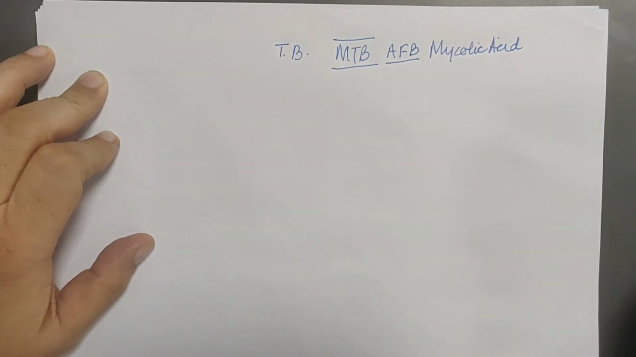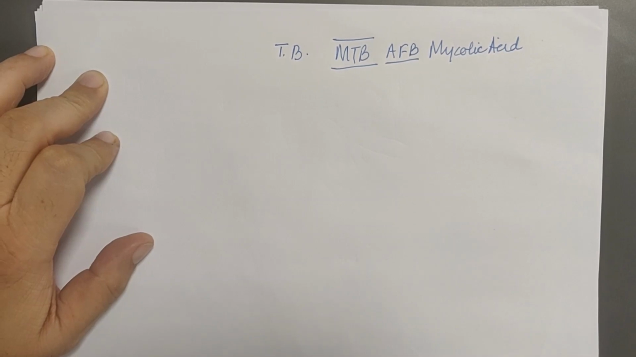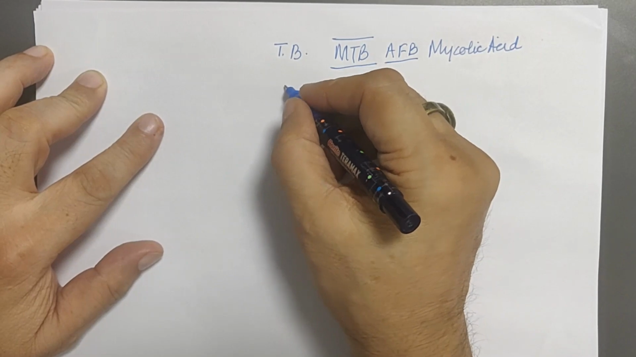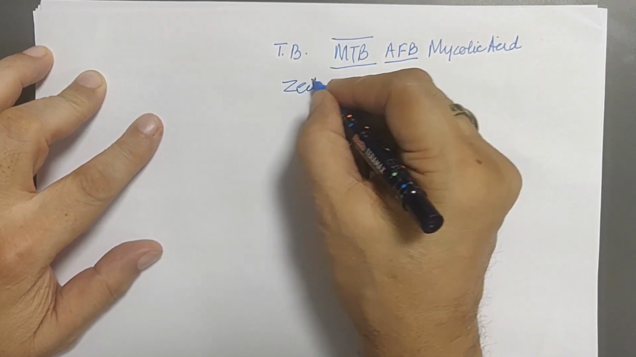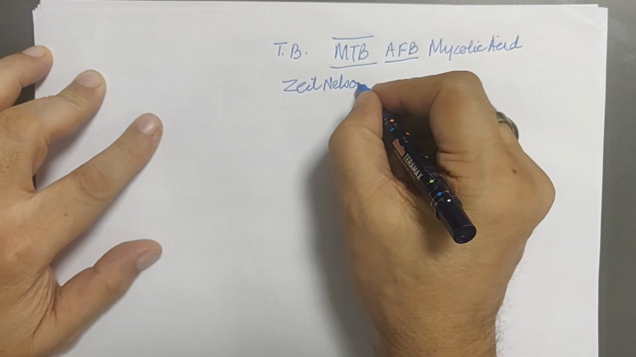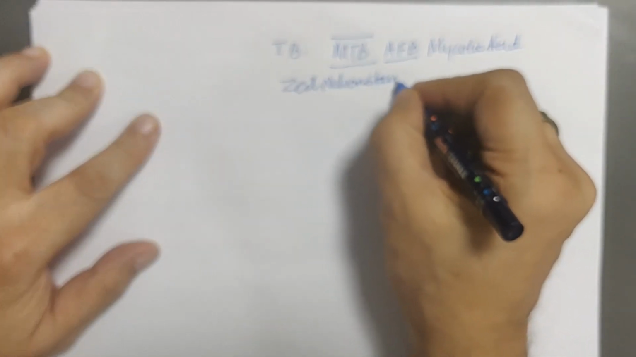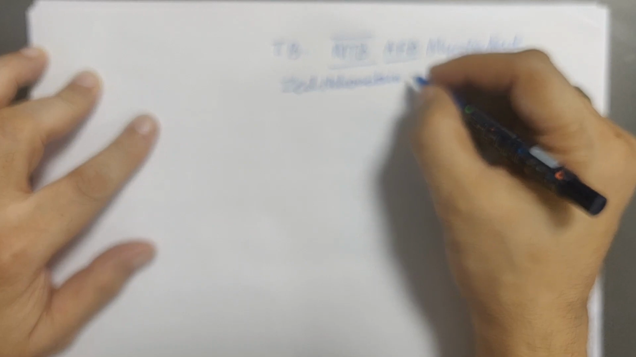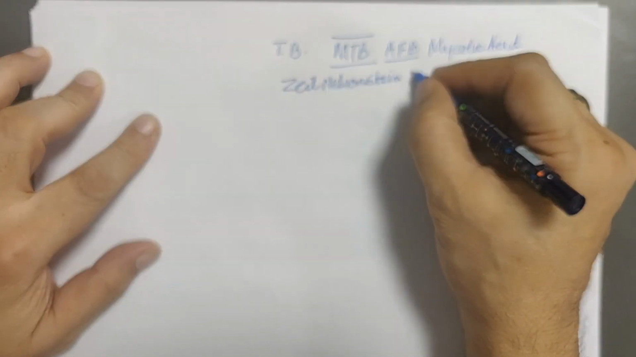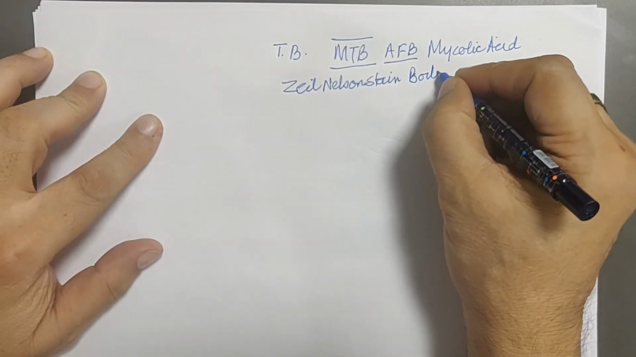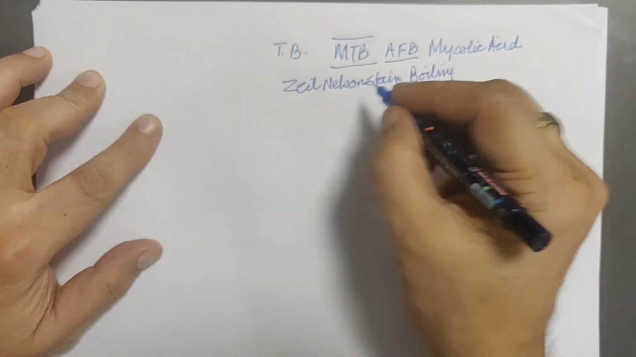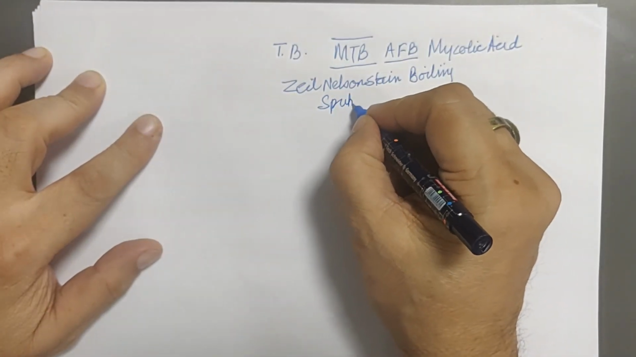The second important thing about this is that it is stained by the acid-fast stain, also called the Ziehl-Neelsen stain. It is stained by boiling carbol fuchsin. First of all, you take the sputum, the morning sputum, for 3 days continuously.